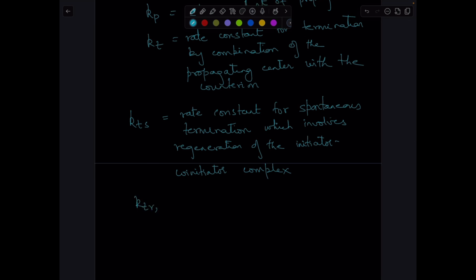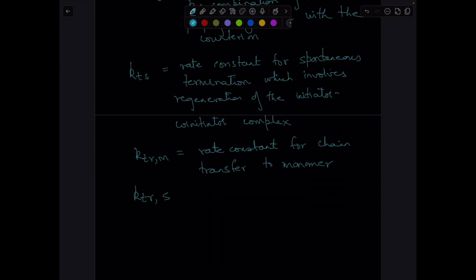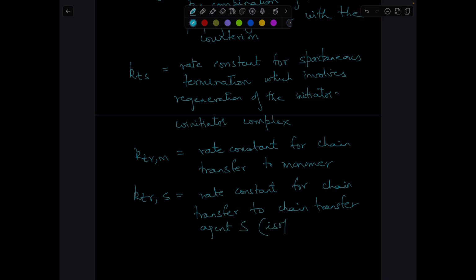Ktr,m is equal to the rate constant for chain transfer to monomer. And Ktr,s is the rate constant for chain transfer to chain transfer agent S. In this case, it is isopropylbenzene.